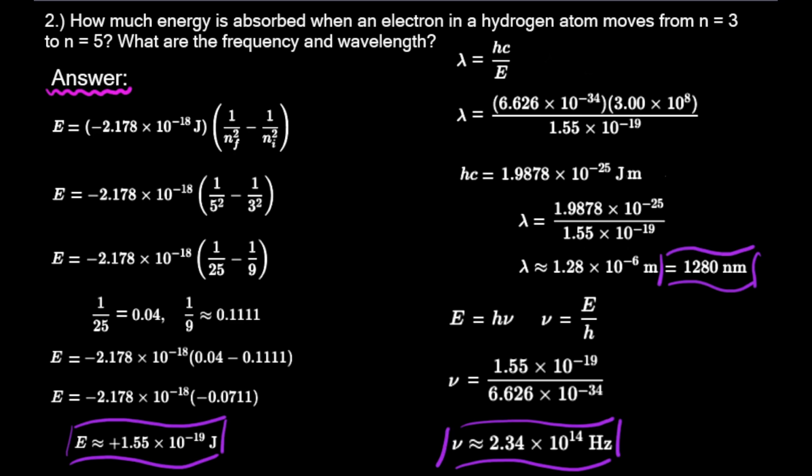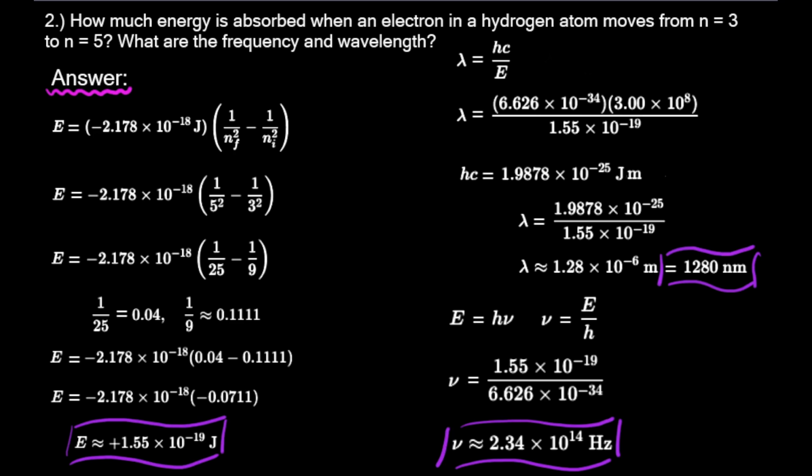Finally, we calculate the frequency. We can use the equation E equals h times nu. When we rearrange this equation, we get nu equals E divided by h. We plug in the energy and Planck's constant. That gives us a frequency of approximately 2.34 times 10 to the 14 hertz.